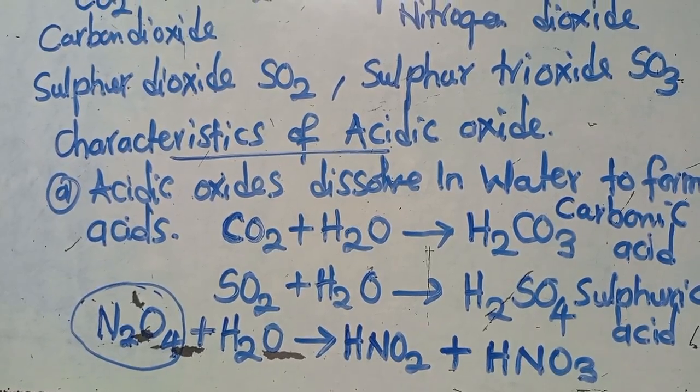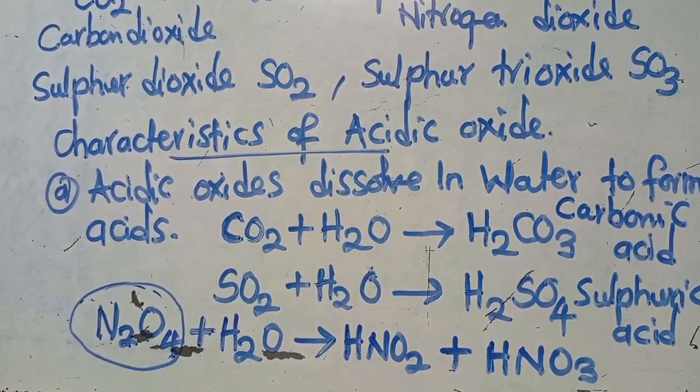So when you ask me, sir, why do we call them acidic oxides? It's very important for you to write down this point. We call them acidic oxides because they react or dissolve in water to form acids. This is the major reason we call them acidic oxides.